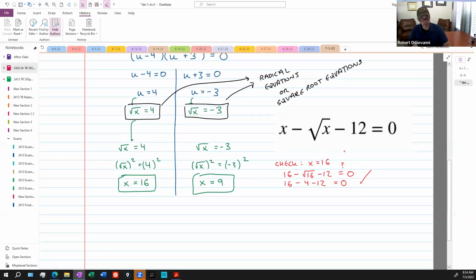So this solution works for sure. Now let me check x equals 9. So I plug in 9 minus the square root of 9 minus 12 equals 0. That's 9, take away the square root of 9, which is 3, minus 12. The question is, does this equal 0? And this does not work. You do not get 0 if you work out that left-hand side. So this is not true, which means I'm going to throw away this solution.